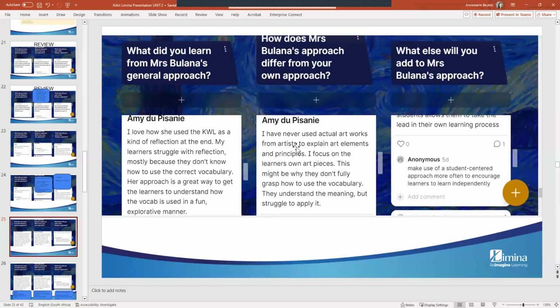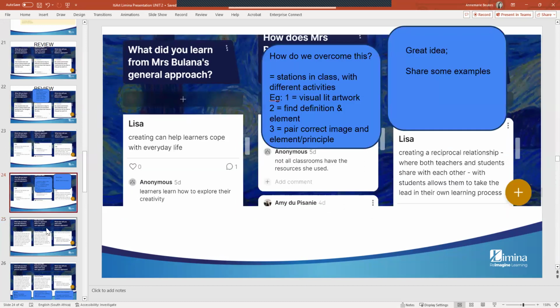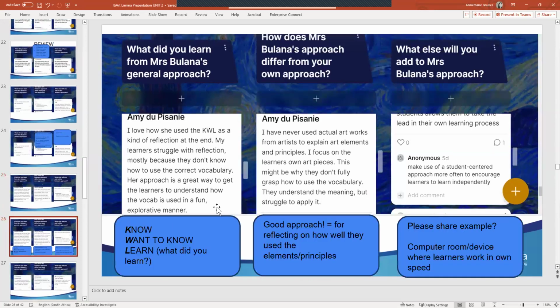Right, so the next one I want to look at, where she says, I've never used actual artworks from artists to explain art elements and principles. She focuses on the learner's own artworks. I just made a comment here. I think it's a good approach to use learners' own work to reflect, and they can then see how well they use the elements and the principles, or what's lacking, what they can improve on. But yes, I think what I've noticed, and I could be wrong, is that a lot of teachers just teach the learners about the elements, so they show them the definition and the actual element.